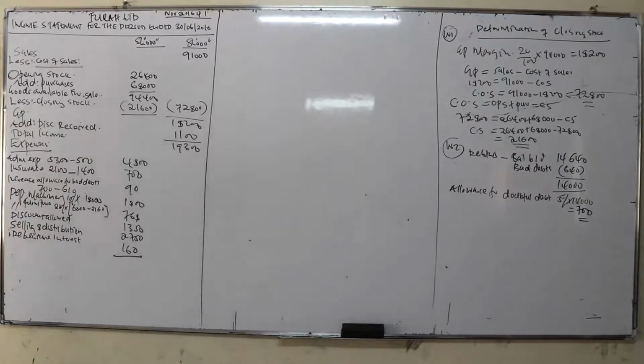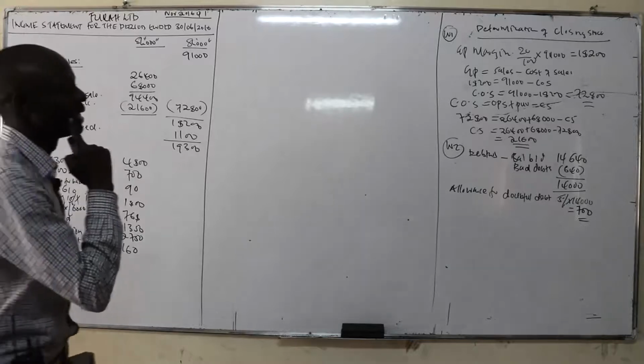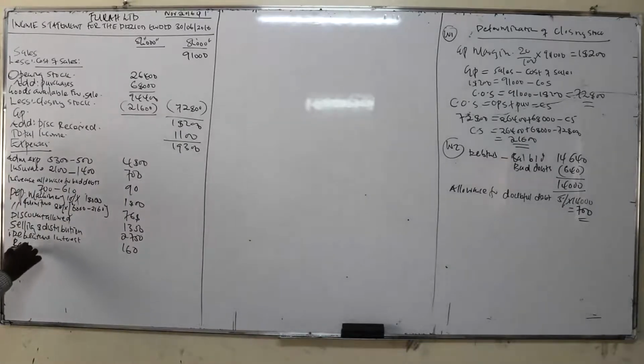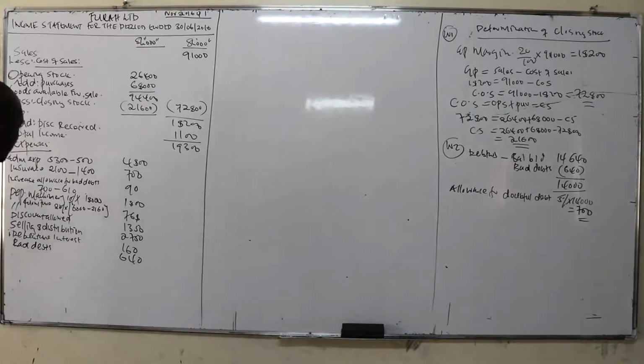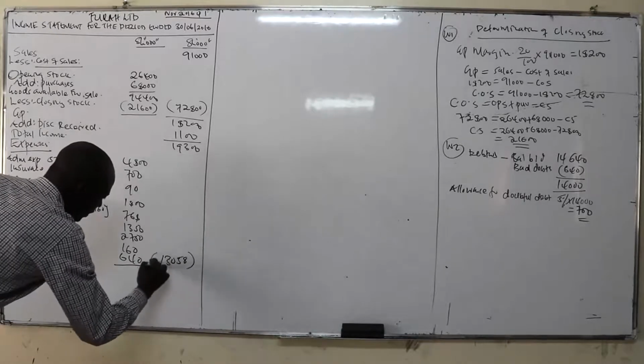So when you add all those, what do you get? Kuna ile bad debts ile tulikuwa tumeweka kweli. This bad debts here 640. Bad debts of 640 we had. Your bad debts 640, tumesahau. So 13,058. So this one will get profit before tax.